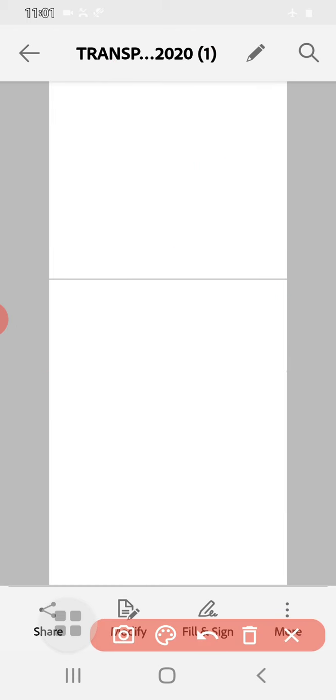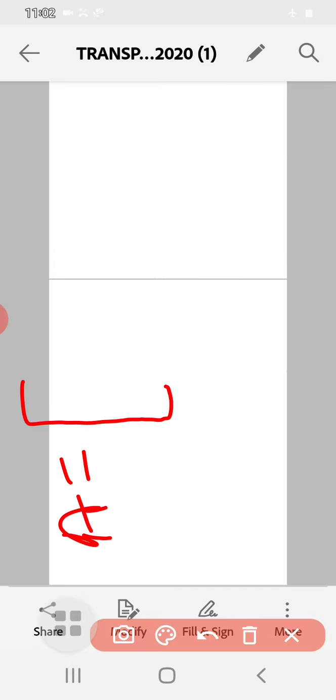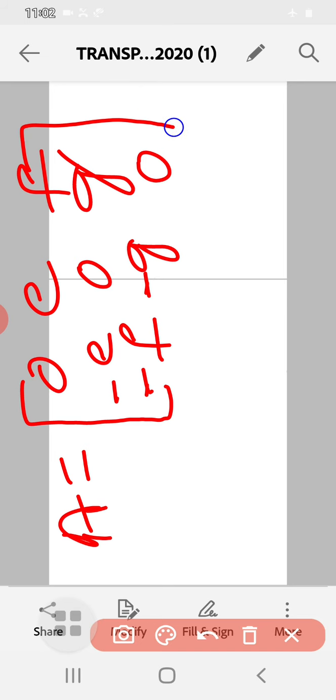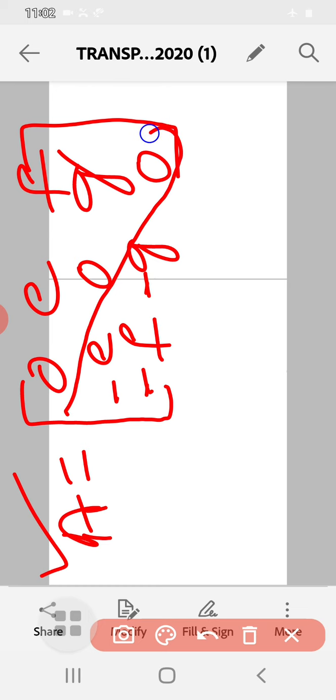Consider A is equal to, I will consider another example, 0 E F, minus E 0 G, then minus F, minus G 0. Okay, is it a skew symmetric matrix? Yes, definitely it is a skew symmetric matrix. Why is it a skew symmetric matrix? Here, what is the definition? Diagonal elements are 0. And what about the other elements?